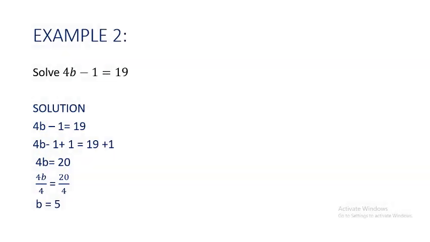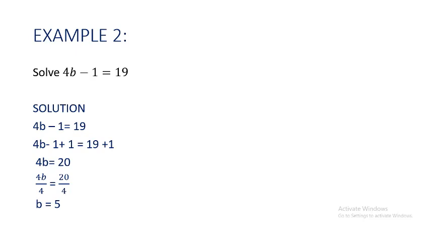So here we have example 2. The example says solve 4b minus 1 is equal to 19. On the left hand side we have 4b minus 1, and on the right hand side we have 19. So our aim or our work is to find the value of b. So let's go to the solution. 4b minus 1 is equal to 19. That is the equation being given in the question. So we need to move minus 1 from the left hand side to the right hand side.